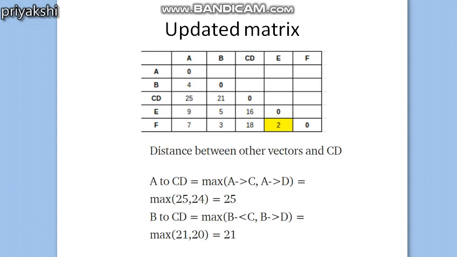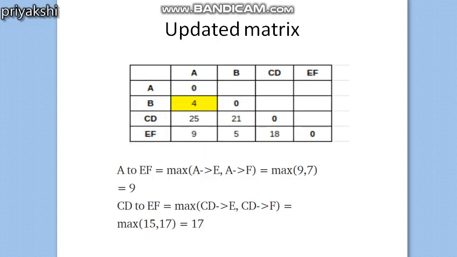So next the matrix will be a 4 by 4 matrix. As you can see here, F and E are merged. So how can you find out the updated matrix? The updated matrix will be found using the maximum distance between the two clusters. To find the distance from A to EF, you have to find the distance between A to E and A to F, and we have to consider the maximum distance.